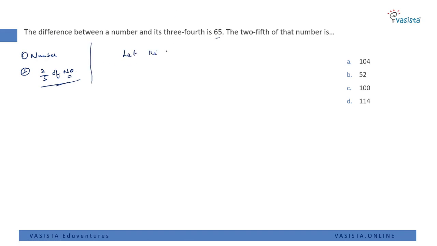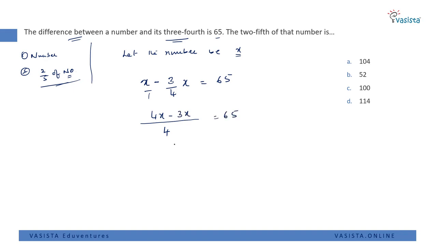Let the number be x. What they have given is the difference between a number and its 3/4. Difference means subtraction, so that is x minus 3/4 of x is equal to 65. Now simplify it here, take the LCM, 4 is the LCM. So now what happens here, 4x minus 3x is equal to 65.